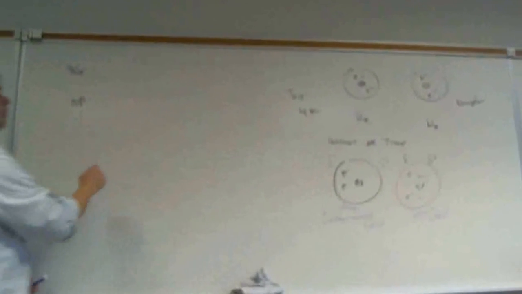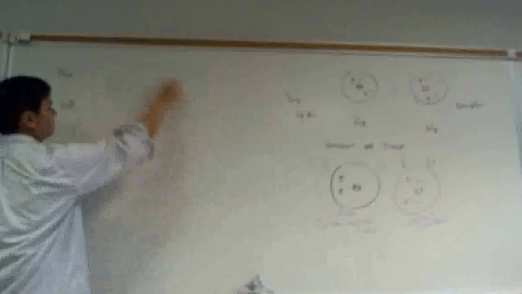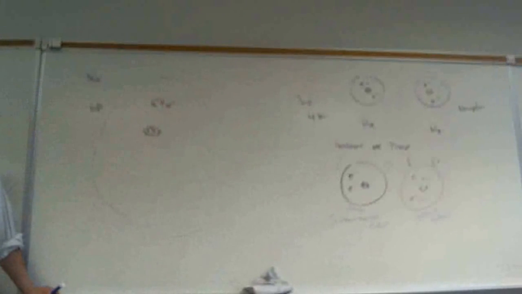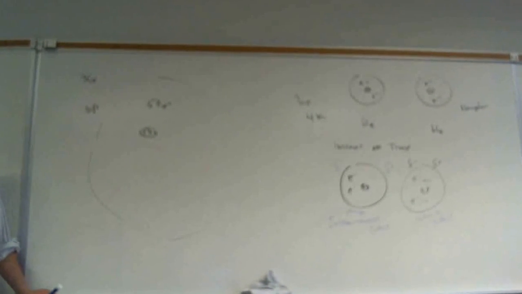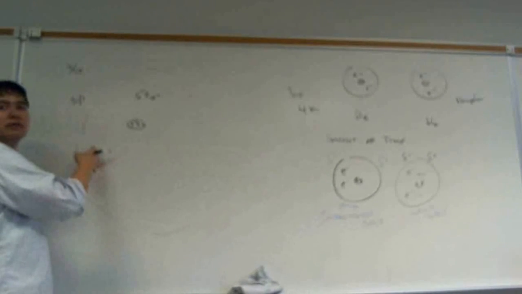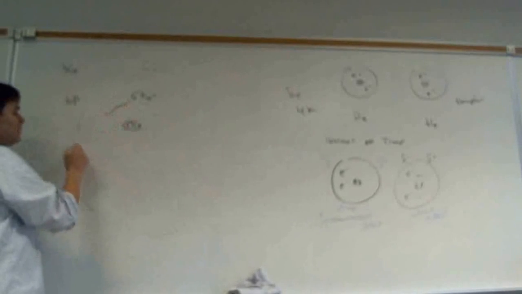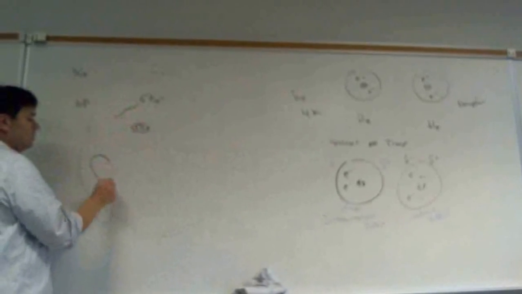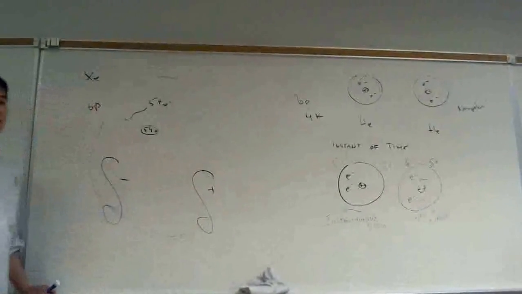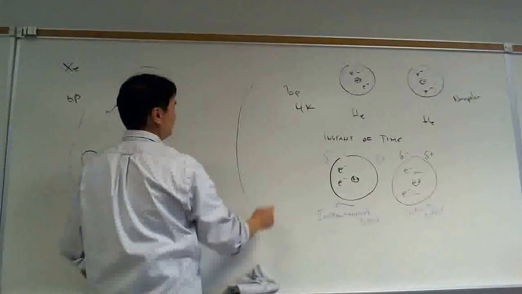Xenon has 54 protons in the nucleus, and how many electrons? 54 electrons. And so what happens is, in one instant of time, we might not have 2 electrons, we might have a lot of electrons on one side. So let's say most of the 54 electrons move to this side, we're going to set up a huge instantaneous dipole, right? And so that's going to induce a dipole in an adjacent xenon.